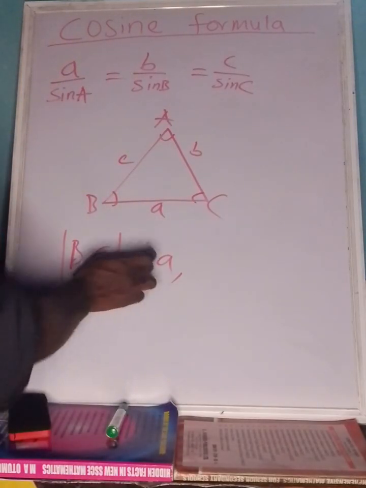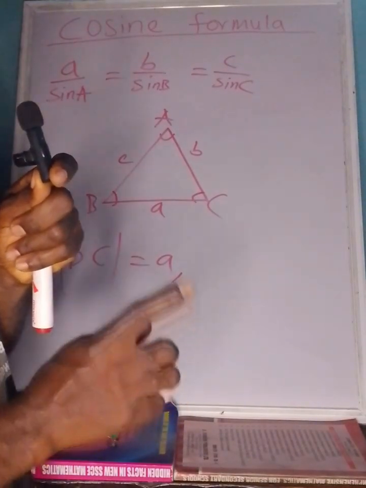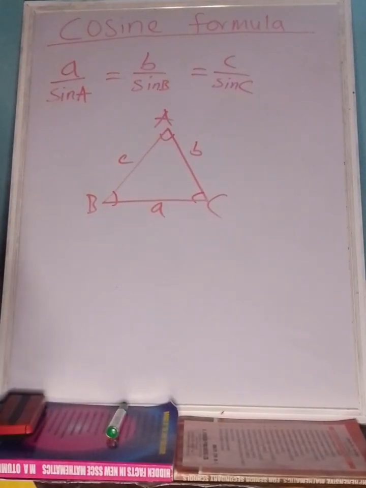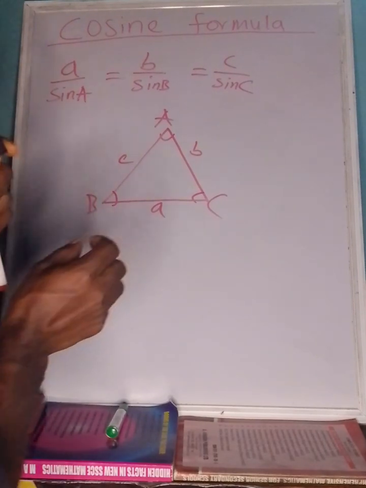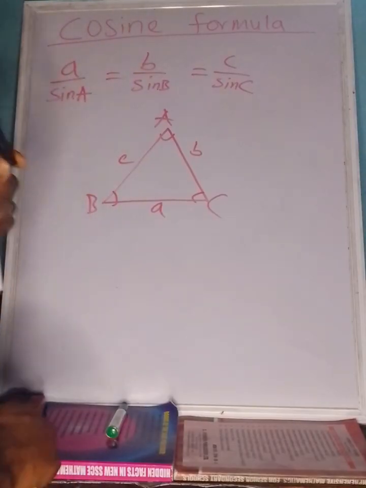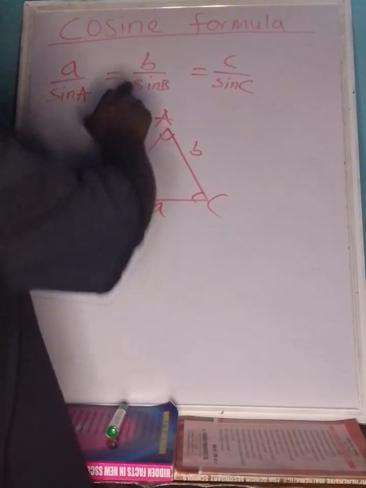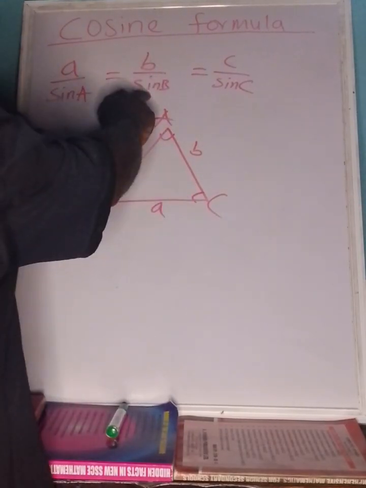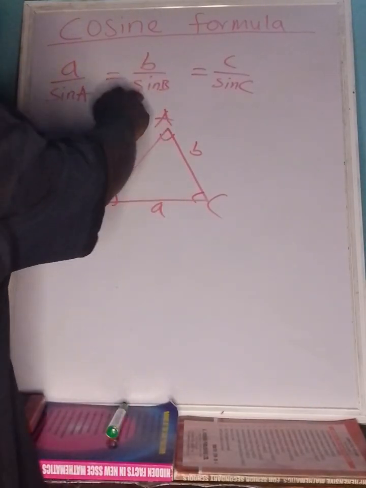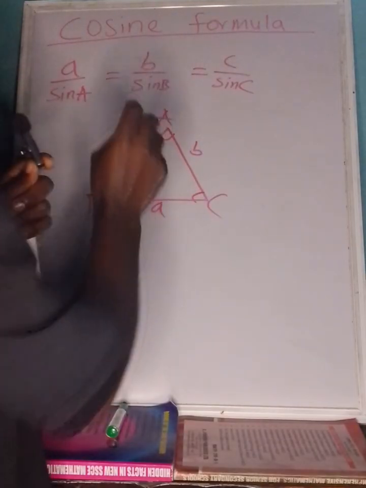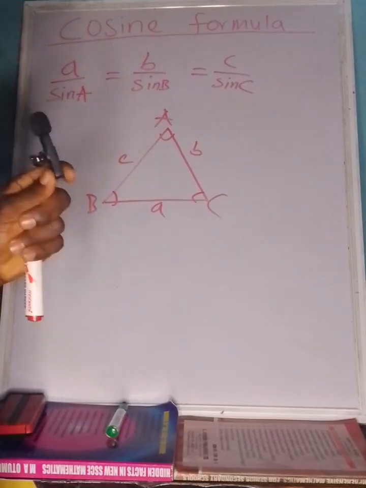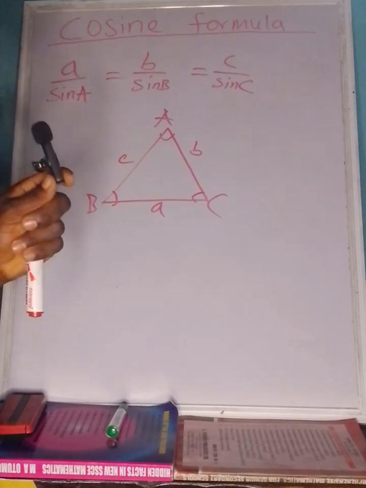Either you use BC or you use a, it is talking about the length of the side that is facing the corresponding angle. So what sine formula is telling us is that when you divide the side facing angle A by sine A, the result is equal to the result you get when you divide the length of side b by sine B, as in sine of angle B. It is also equal to when you divide the length of side c by the sine of angle C. That is what sine's law is telling us. And when can you apply sine's law?